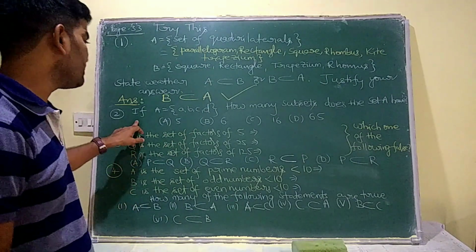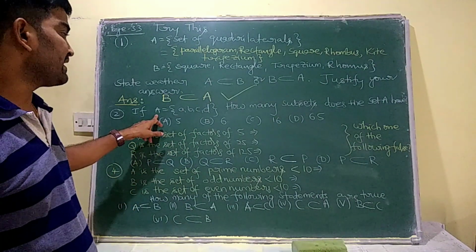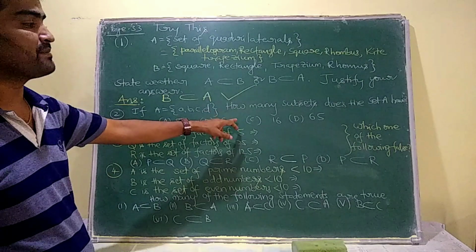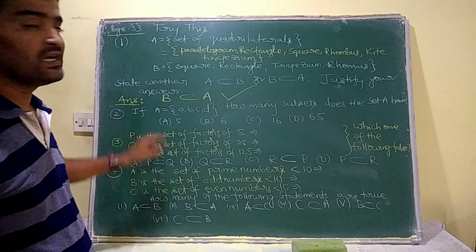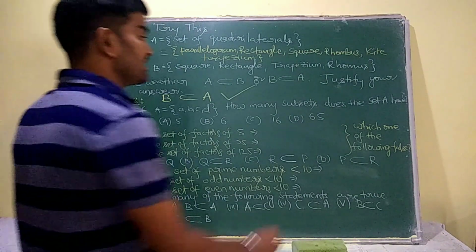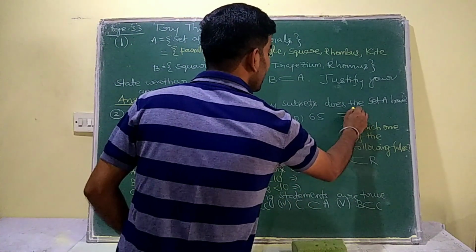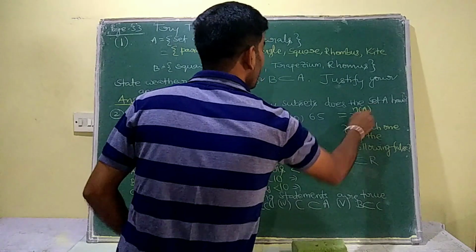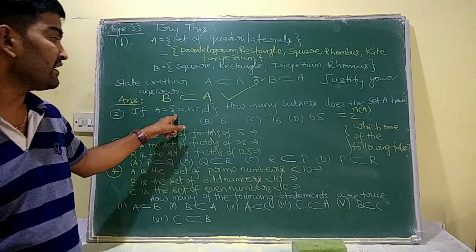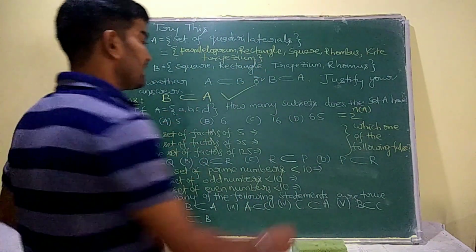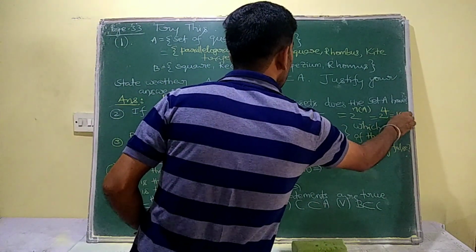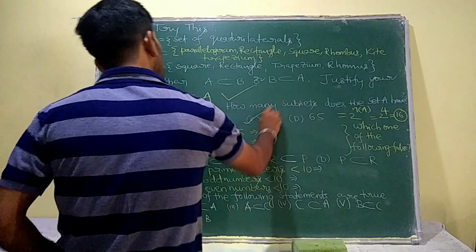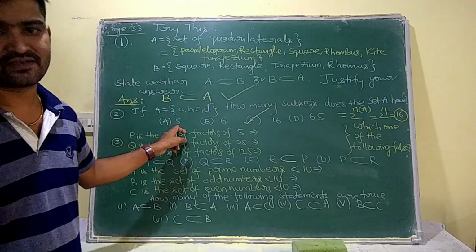Now coming to the second question here. He gave set A as a, b, c, d. How many subsets does the set A have? We know the number of subsets is equal to 2 power its cardinality. As we know, the cardinality of set A is 4. So we have to write 2 power 4, which is equal to 16. So option C is our correct answer.